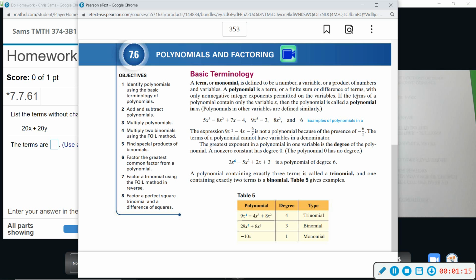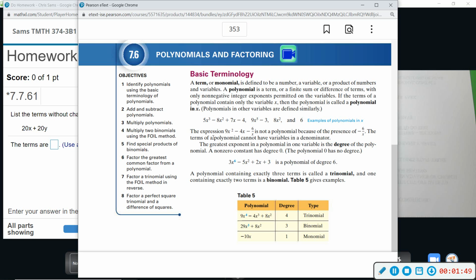If the terms of a polynomial contain only one variable, then the polynomial is called a polynomial in x. Okay, so here we go. This 5 times x to the third, this is a term. And then when you have this separation with a subtraction or an addition sign, that stops one term and starts the next. So this is another term. And so all of these in between the addition and subtraction signs are terms.